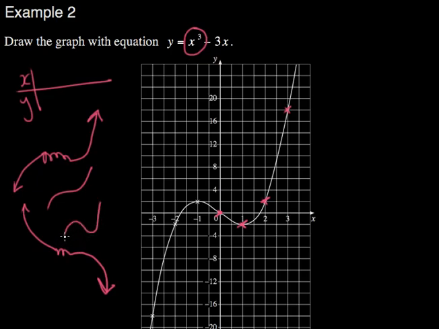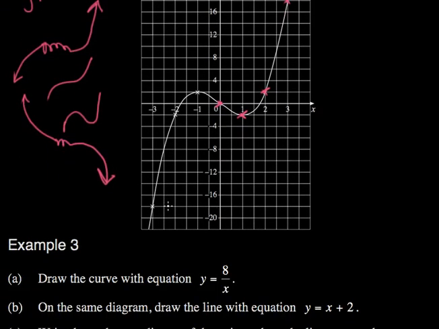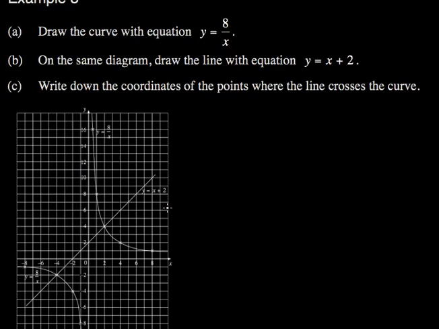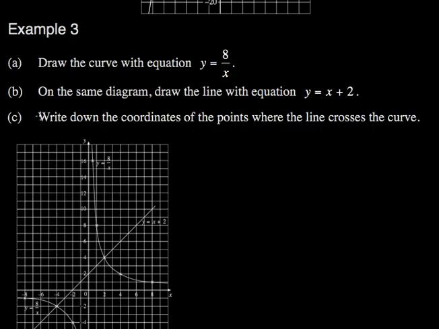So we'll see by drawing a few of these that we'll get different varieties, but x cubed always has that coming in from one direction and going back out from a different direction. Okay, so what about in example 3 then? Draw the curve with the equation. Oh, now this is different. This is not cubic anymore. This is what's called a reciprocal.